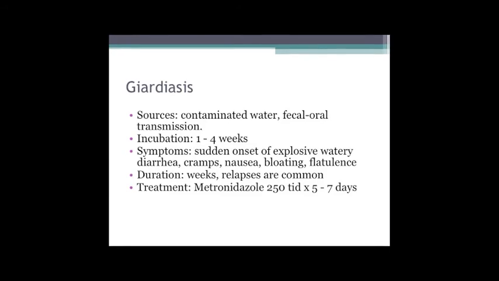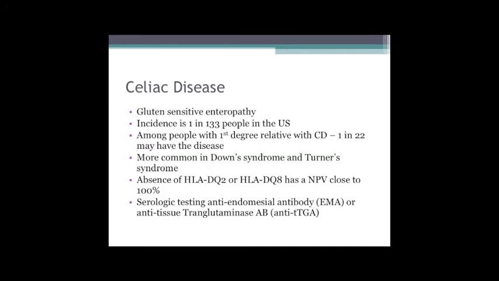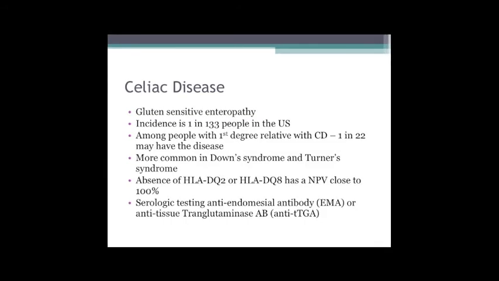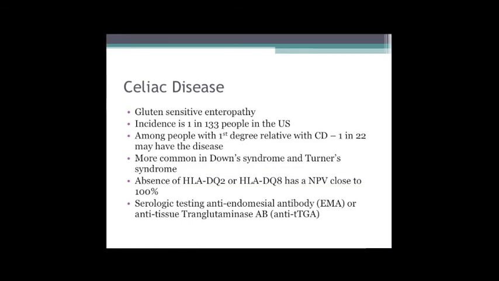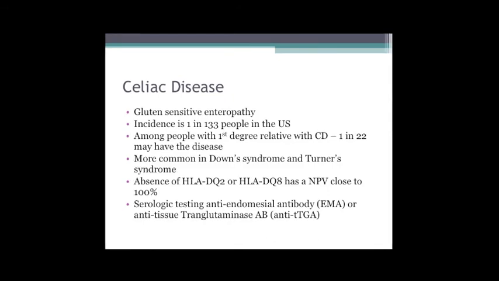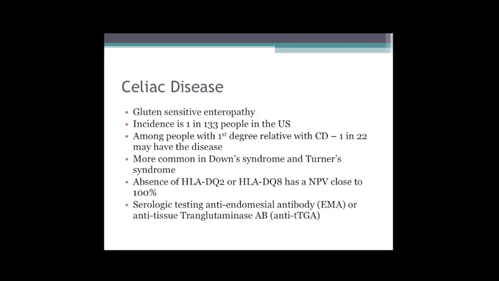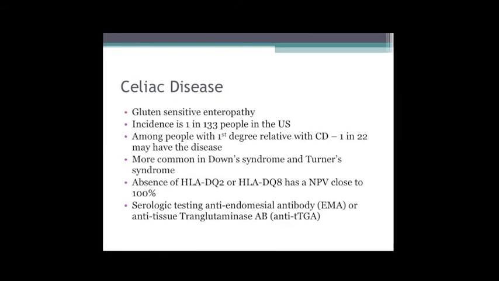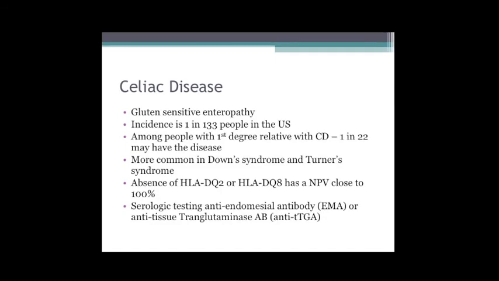All right. Now, celiac disease, again, it's a gluten-sensitive enteropathy. Incidence is 1 in 133 people in the U.S. And if you have a first-degree relative with celiac, that increases to 1 in 22. You see it more commonly in Down syndrome and Turner syndrome. If you do testing and you're missing HLA-DQ2 or HLA-DQ8, or if you have celiac disease, almost 100% of people will have HLA-DQ2 or HLA-DQ8. So if you don't have those, your negative predictive value is exceedingly high. It's close to 100%.